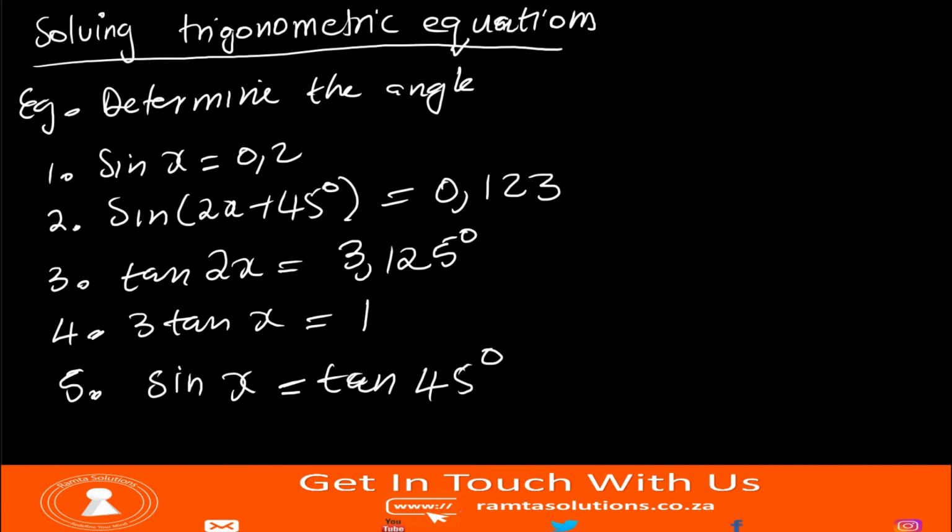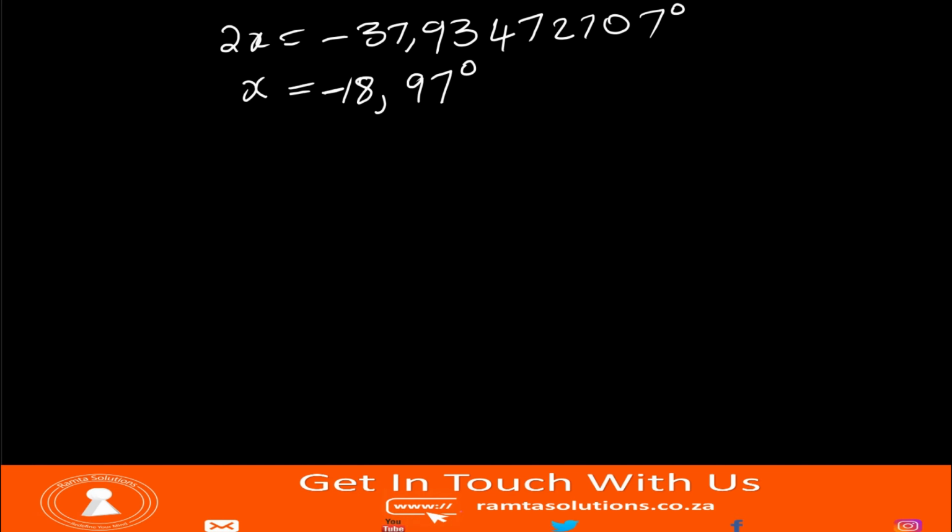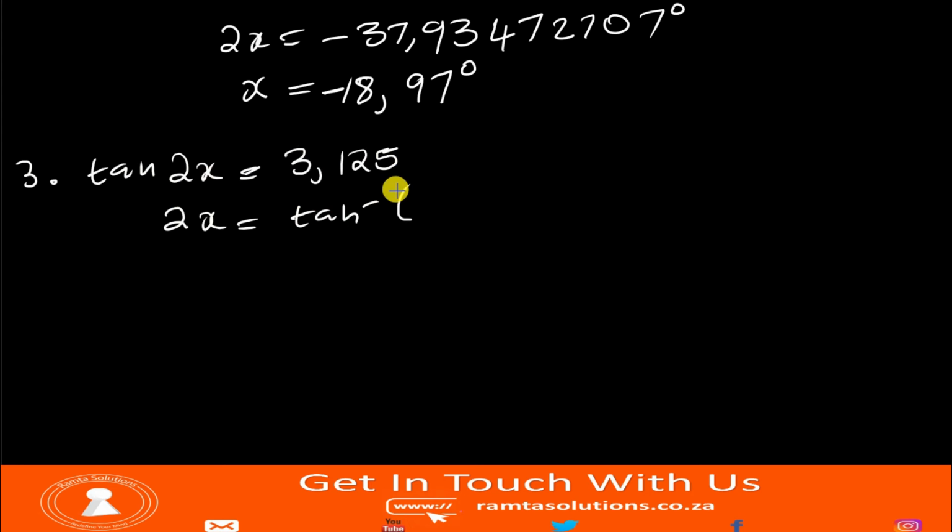So the third one was tan 2x equals 3.125. I shouldn't have added degrees. I don't know why I added degrees here. 3.125. Let's see. Tan 2x equals 3.125. Now we have 2x equals tan inverse of 3.125. Let's see what it is. Shift tan of 3.125. Do we get?